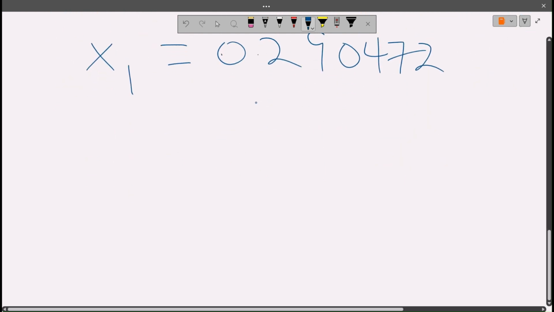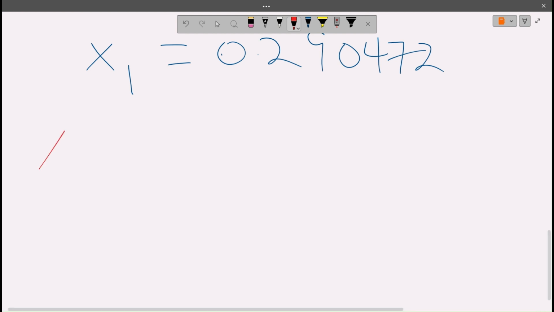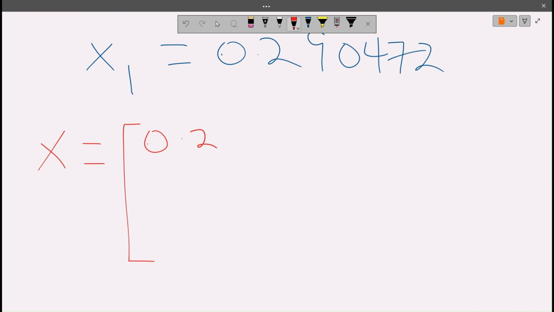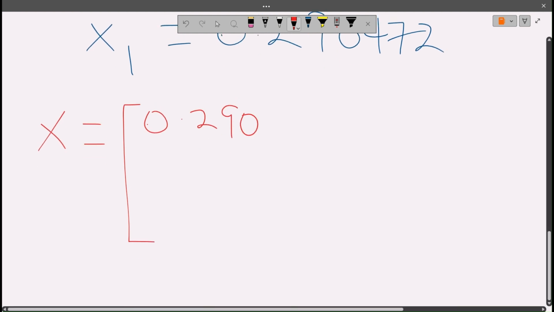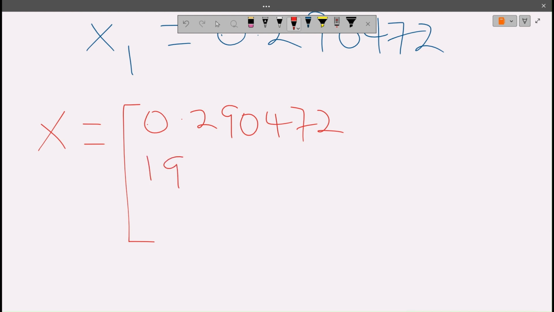Now our solution vector is going to be a column matrix of 0.290472, 19.6905, 1.08571.